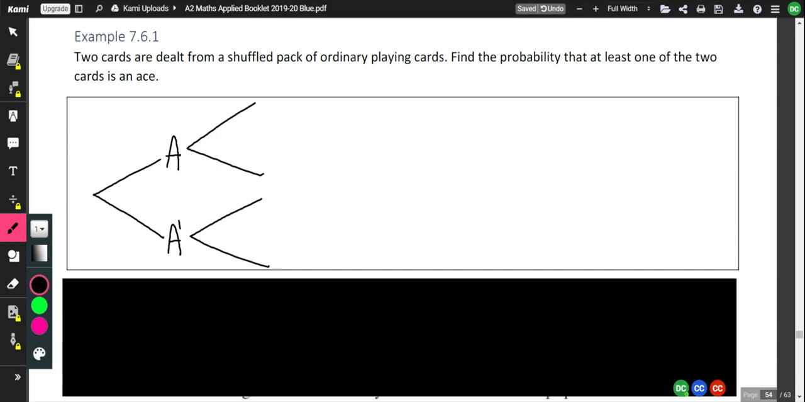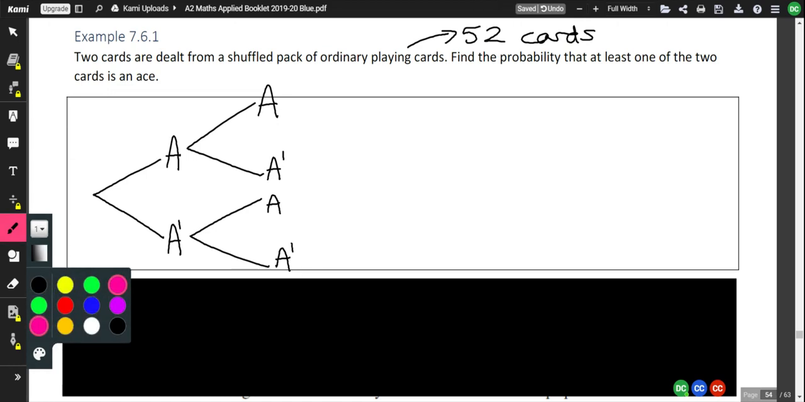Now, in a pack of ordinary playing cards, there are 52 cards, and four of them are aces. So after choosing the first card, if it was an ace, then it's still possible to get an ace on the second pick because there's enough of them. So an ace on the first go could give you an ace on the second go as well, or it might not be. So there's all the possible events. Now let's put some probabilities on.